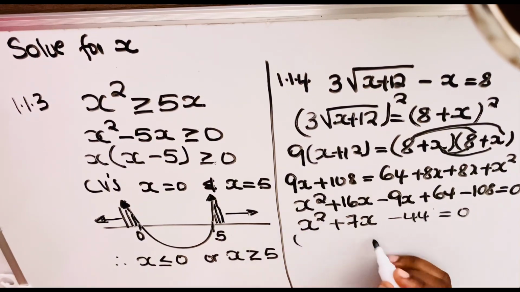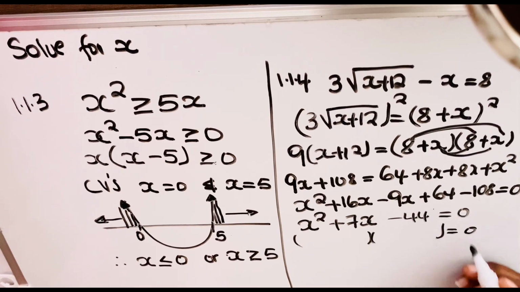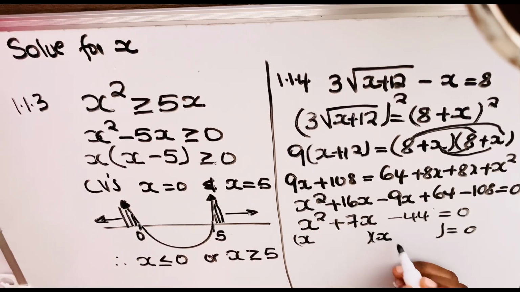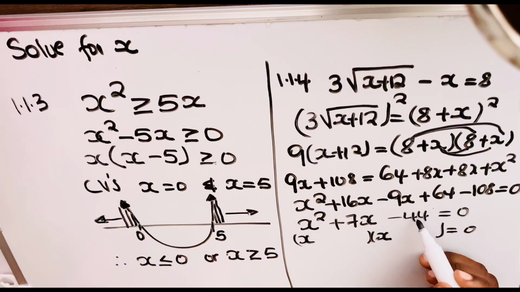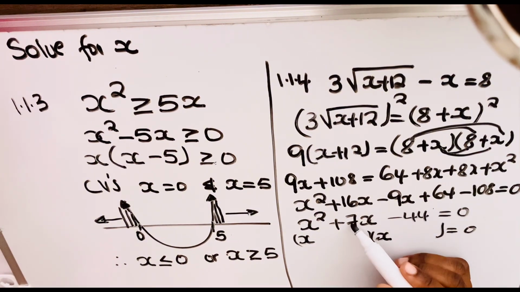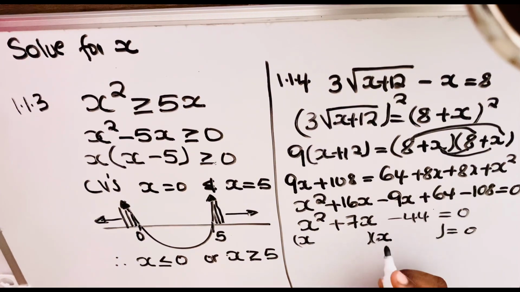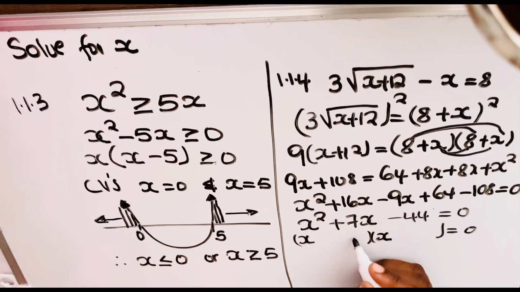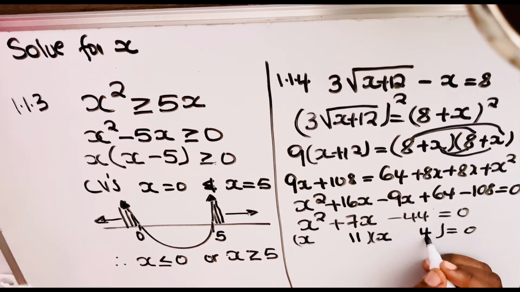Then now we need to factorize. Factors of the equation: factors of x squared are x and x. We need the factors of 44 that will give the sum of 7. So 11 minus 4 can give us 7. So the factors are 11 and 4.